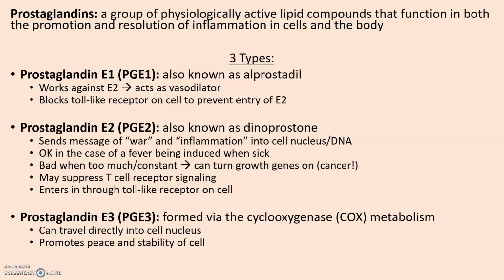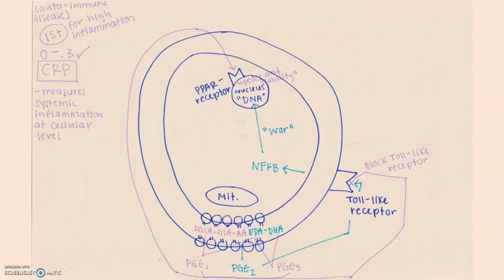So PGE3 then works a little bit more autonomously compared to the other two. This one is going to travel directly into the cell nucleus without having to go through that toll-like receptor, and instead it's going to tap the PPAR receptor and go directly in that way. And this is a really good one. It's going to promote peace and stability of the cell. So these are our three types of prostaglandins.